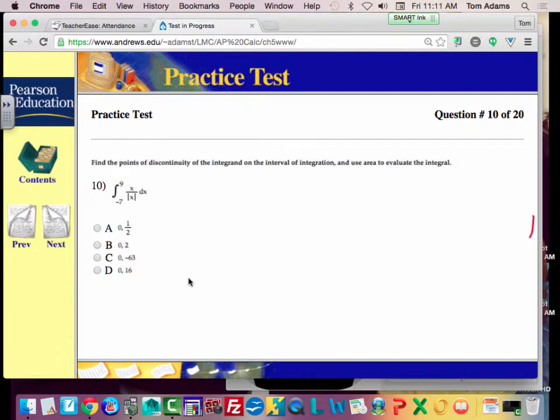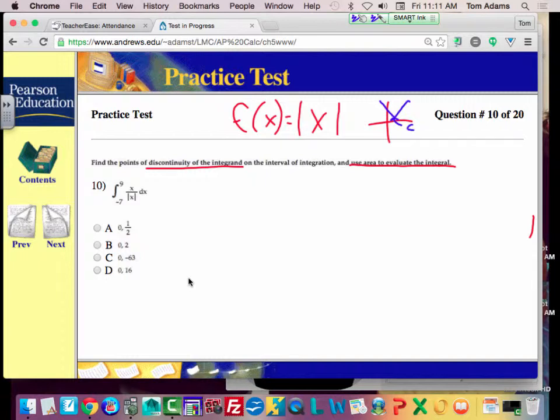Okay, now we want to find the points of discontinuity of the integrand, and then from there we want to find the area under the curve. So here's what happens. This has an absolute value. How does the graph of an absolute value look, usually? So where is the point of discontinuity? 0, right. So like if I say the absolute value of x, like f of x equals this, when I go to draw the graph, I'm going to get something that looks like this.